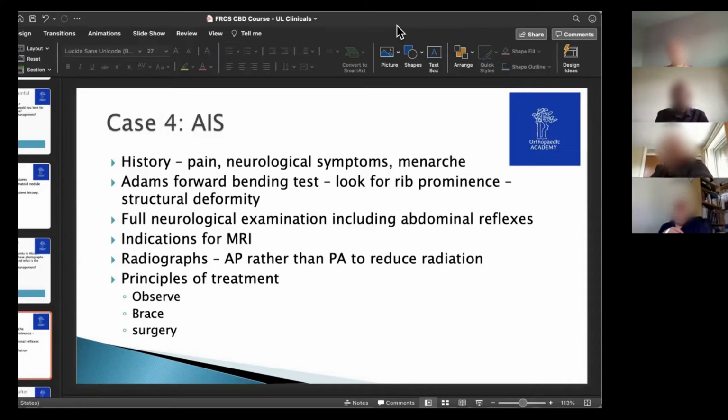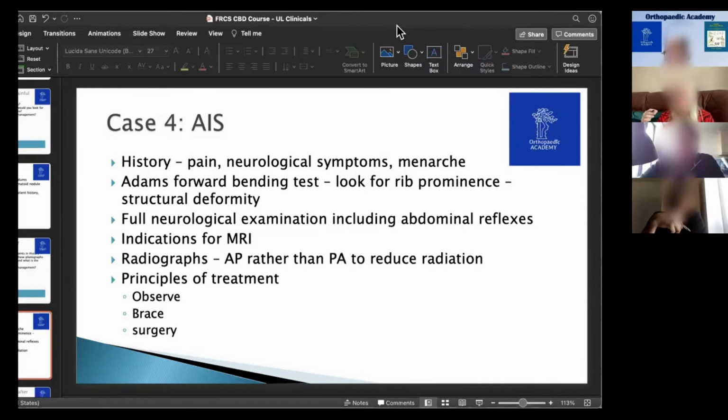Yes. I agree with you, it can progress quite rapidly, but usually you reach skeletal maturity around about 18 months after the onset of menarche in women. You can use that as one marker of skeletal age.